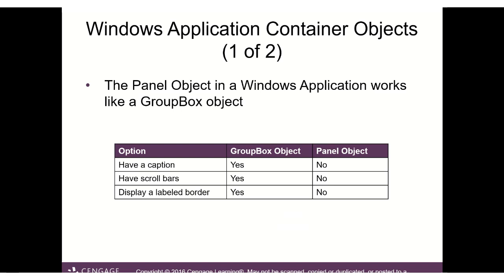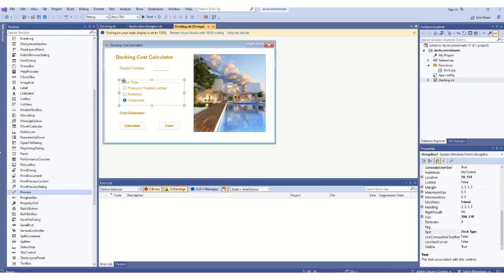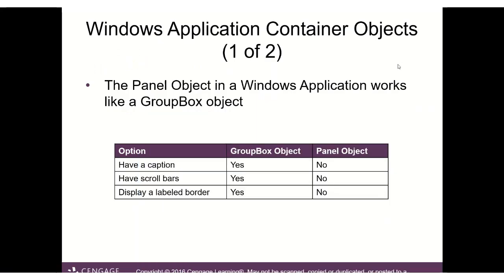So that is the group box, but there are certain alternatives to the group box as well. This slide focuses on one of those alternatives, called the panel object, the panel. If you go to your Visual Studio, you should be able to see the panel here. Panel is here.